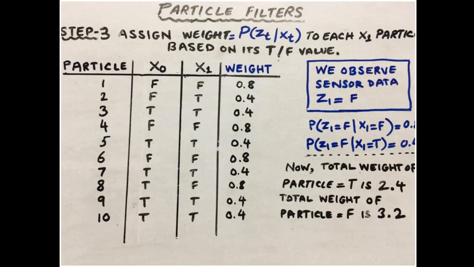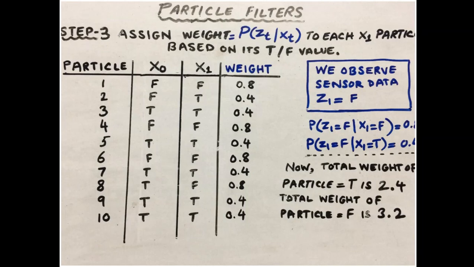The next step is to assign weight to the particles, and we're going to use the sensor model probabilities. The probabilities that we have used here say that if a particle is in false state, then the sensor tells us that it is in the false state with 80% chance, or probability 0.8, whereas the sensor output is opposite to the state of the particle when the particle is true. That occurs with probability 0.4.